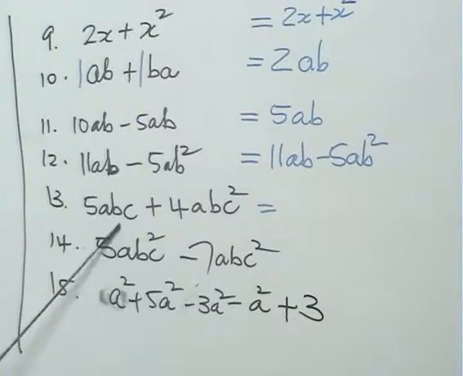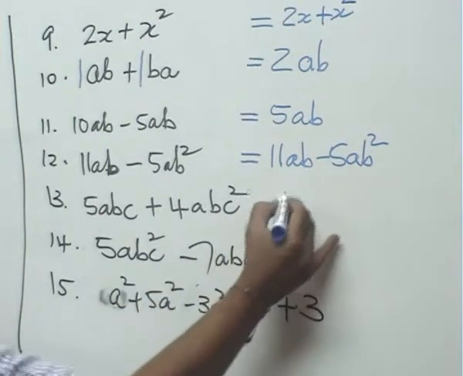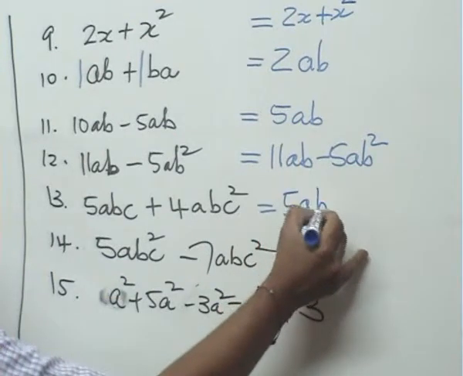You have ABC, and here you have ABC squared. So these are unlike terms. They cannot be added. So the final answer will be just rewrite the same thing again.